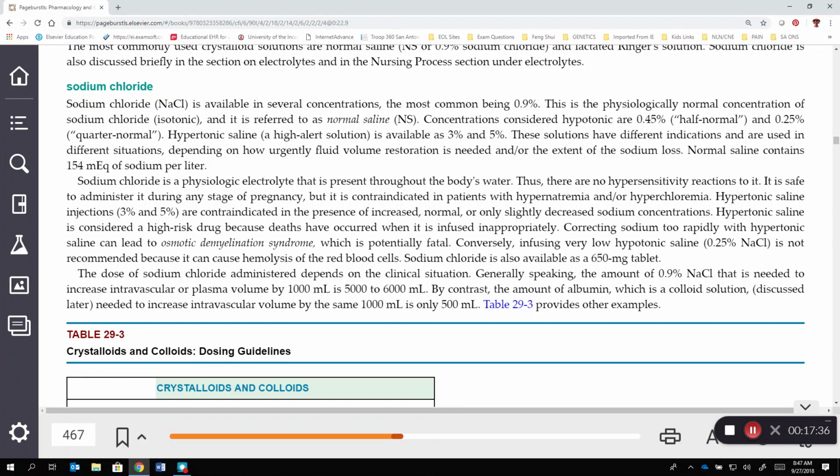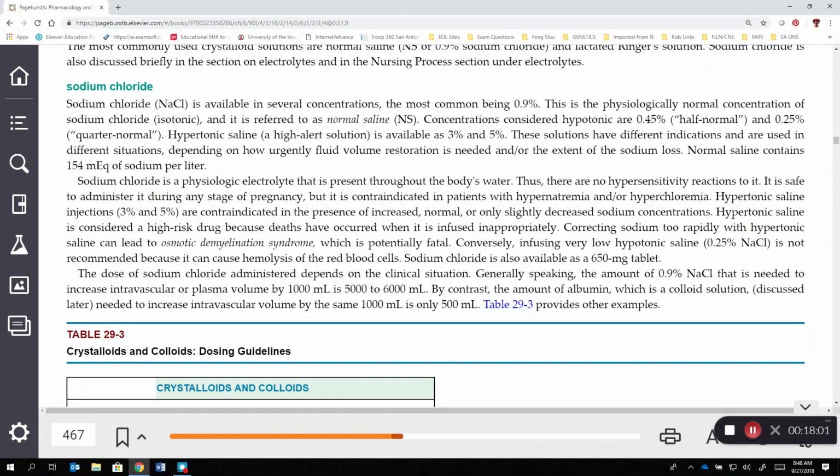So sodium chloride, NaCl, normal saline. It's only normal saline if it's 0.9%. That's the only time it's normal saline. Don't ever call 0.45% normal saline because that's half normal saline. Only 0.9% is normal saline. So make sure you're using the right lingo.